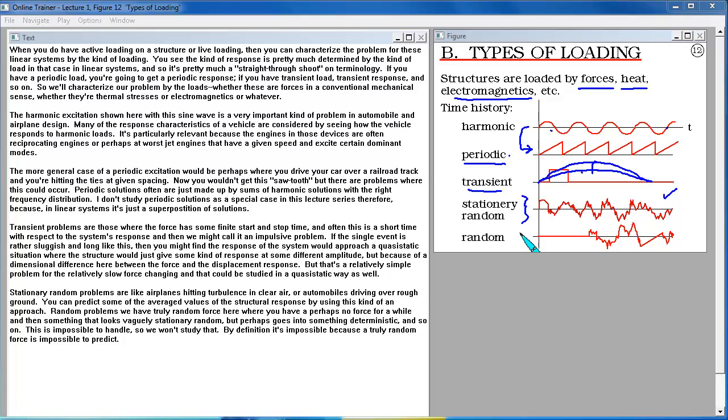Random problems, we have a truly random force here, where you have perhaps no force for a while and then something that looks vaguely stationary random but perhaps goes into something deterministic and so on. This is impossible to handle, so we won't study that. By definition it's impossible because a truly random force is impossible to predict.